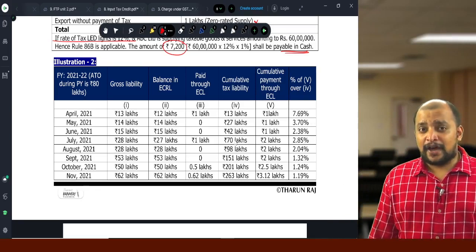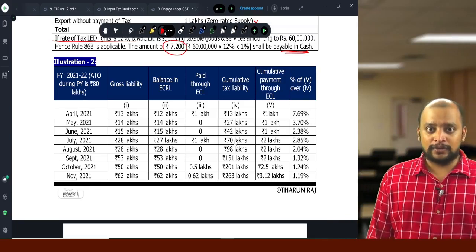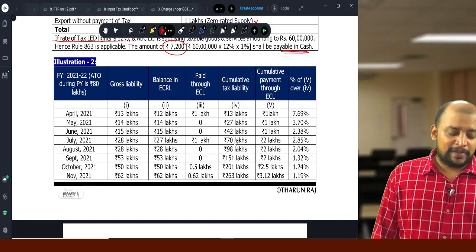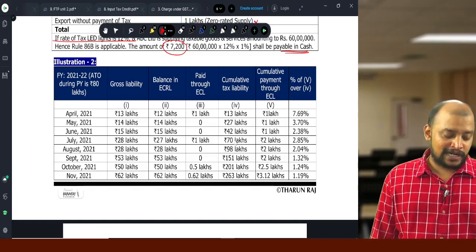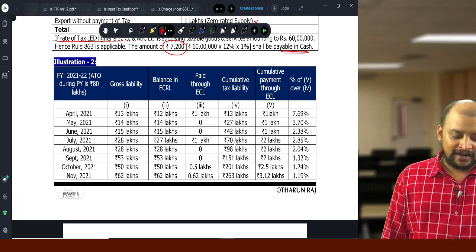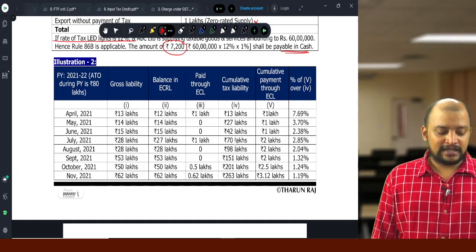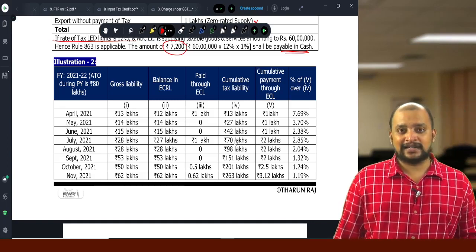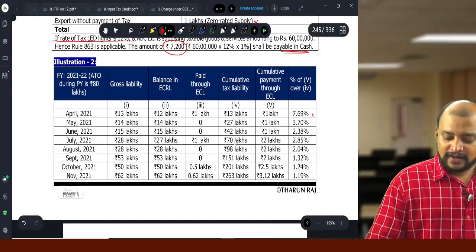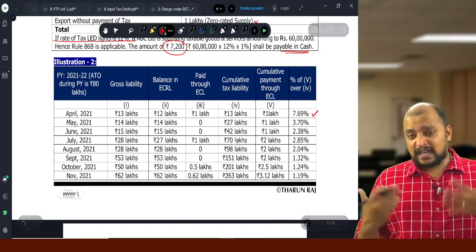So 1 lakh we have to pay by cash ledger, no other go. So we paid. Now what is the percentage paid through cash ledger? 1 divided by 13, that is 7.6%. So therefore this month 7.6%, anyhow we are paying.